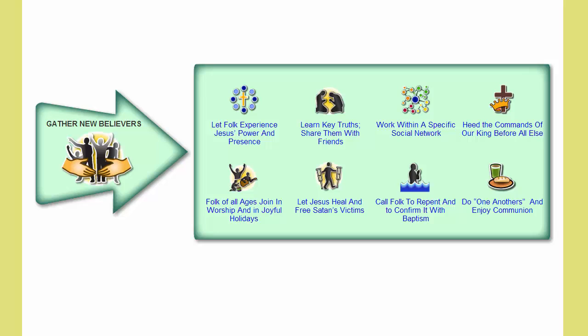Suppose a church planter replied, "We have begun to gather new believers. How can we help them experience the reality of Jesus in their midst?" In this case, you would come to the 3rd phase, gather new believers. Then look over the available activities. In this case, we would click on the activity labeled Let Folk Experience Jesus' Power and Presence.